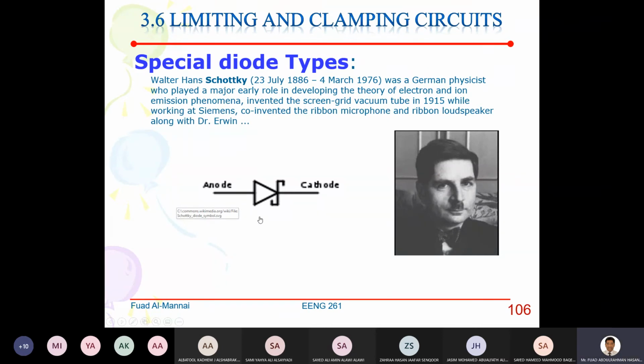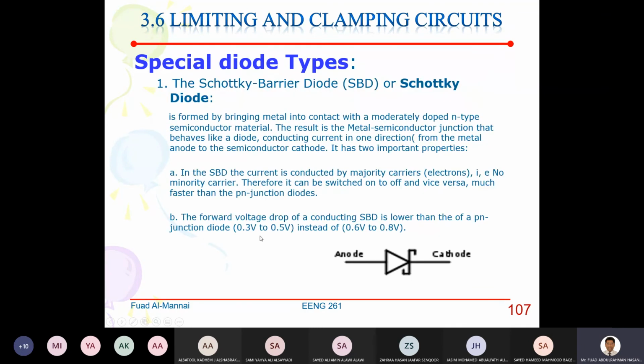And he's the one who pioneered and developed the Schottky diode. And what is the Schottky diode? Sometimes they call it a Schottky barrier diode, or SBD. How do they make it? They take, for example, N type and they take metal. They throw away the P type. So they take N type and connect it to a metal.